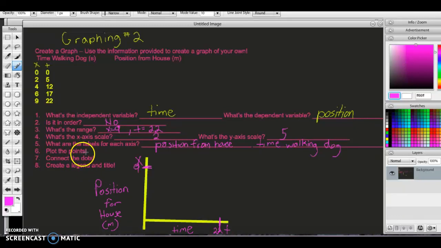All right, so next it says plot points. So let's go ahead and start plotting the points. So our scale, we say, is going to go by 2. So 0, 2, 4, 6, 8, 9, and then 10 is up here. And these are all in meters.